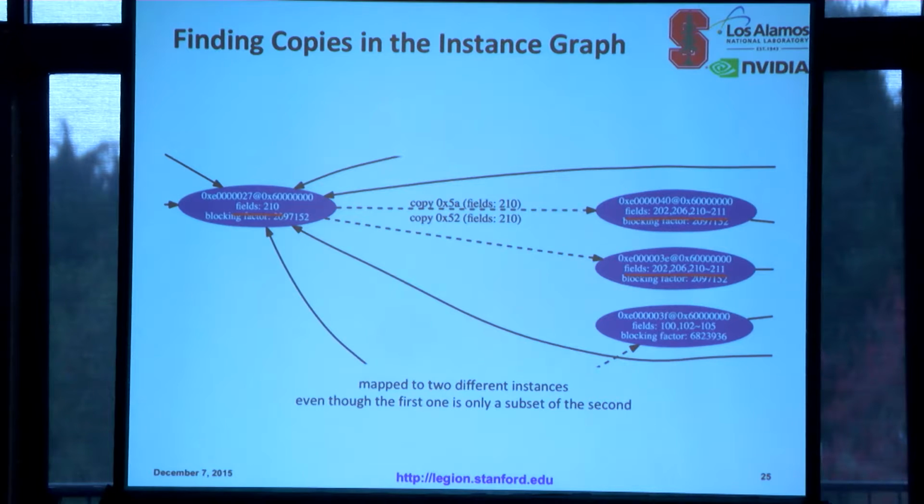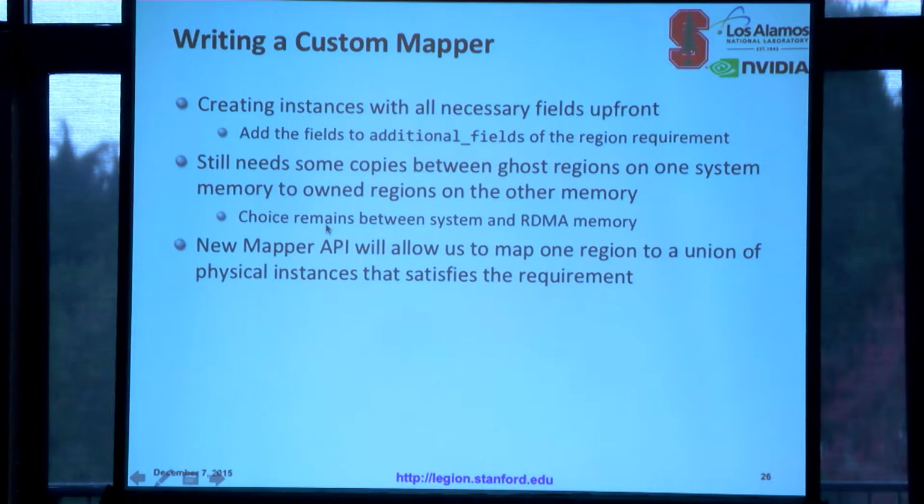Sounds pretty familiar from my talk this morning. Yeah. The same kind of intuition you can get from the instance graph. Here you will see there are physically 2 instances, where the second one is a superset of the first one, but still you have to make a copy between the two. So from this information, we decided to write a new mapper for MiniAero. The basic trick here is that we add all the necessary fields up front.